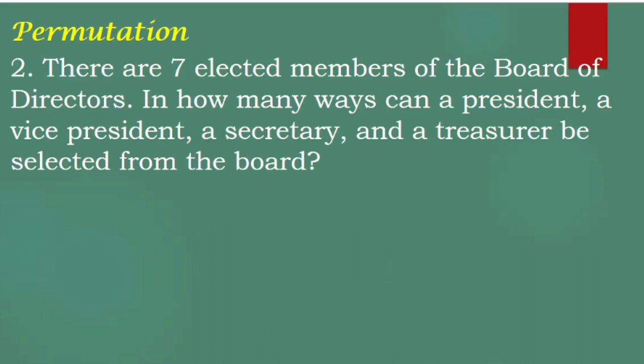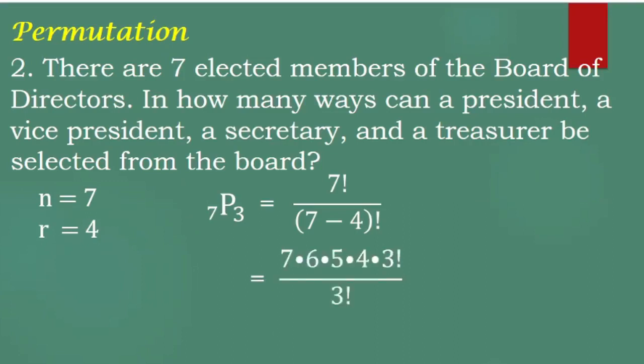Okay, so our n here is 7 because we have 7 members of the board, and then we have r equals 4 because of the president, vice president, secretary, and treasurer. By doing so, you need to substitute the given values of n as well as r. So we have permutation of 7 objects taken 4 at a time equals 7 factorial all over quantity 7 minus 4 factorial. To simplify this, we copy the 7 factorial, and then 7 minus 4 factorial is 3 factorial.